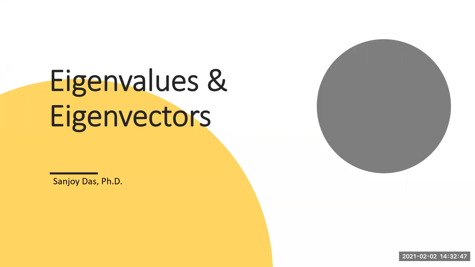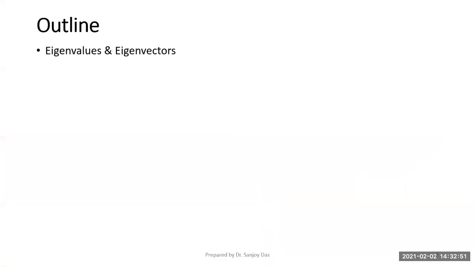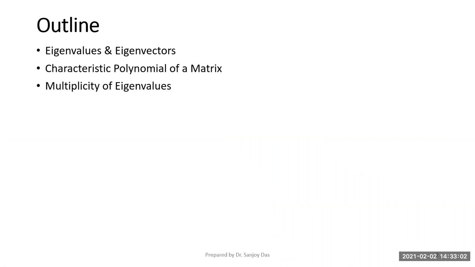Okay, so today we'll look at eigenvalues and eigenvectors. Outline: we'll define what eigenvalues and eigenvectors are, and then the characteristic polynomial of a matrix, then multiplicity of eigenvalues, and we'll see what defective and non-defective matrices are.